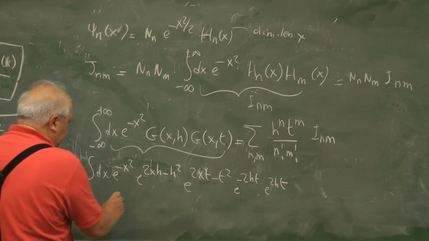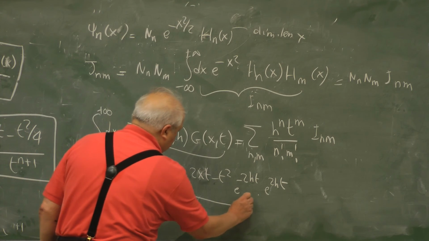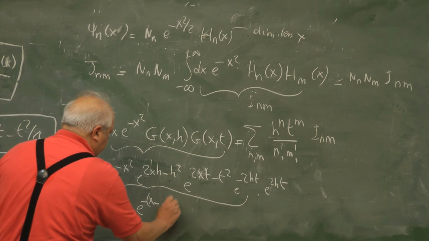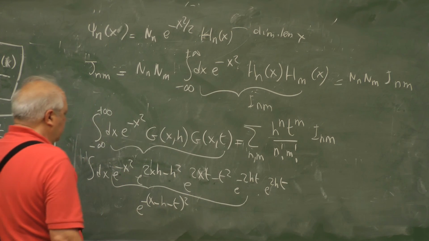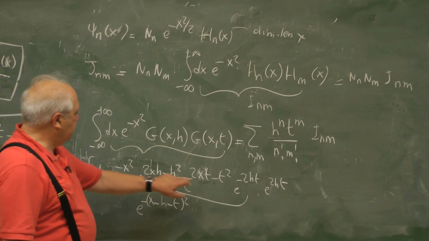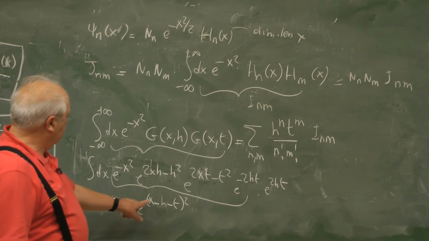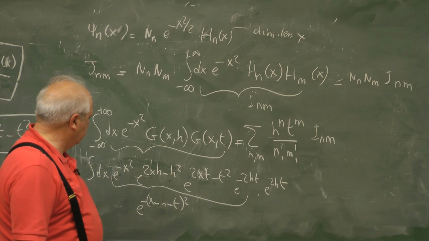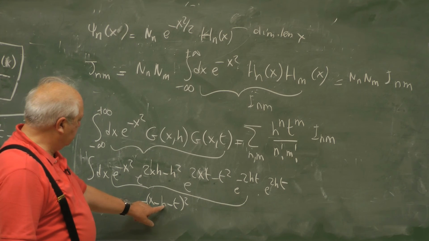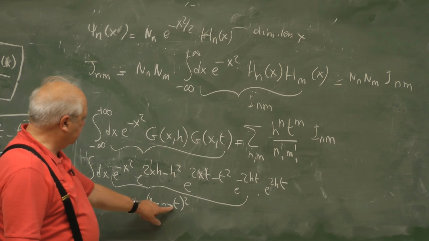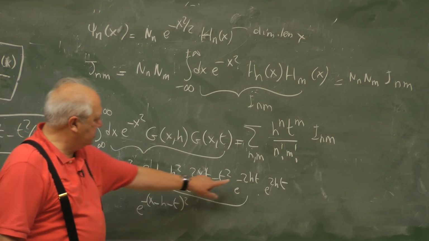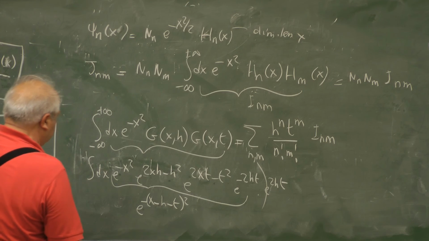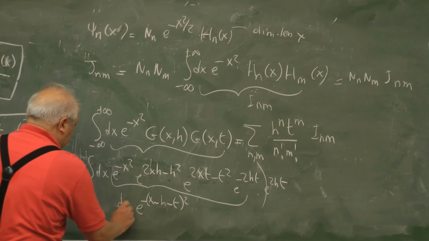So this part will collect as e to the minus (x minus h minus t) squared. Let's check. We have the squares with a minus sign, plus 2xh, it is here, plus 2xt, it is here. Then this is plus and minus. Minus is there, so 2ht is out. And this is dx.